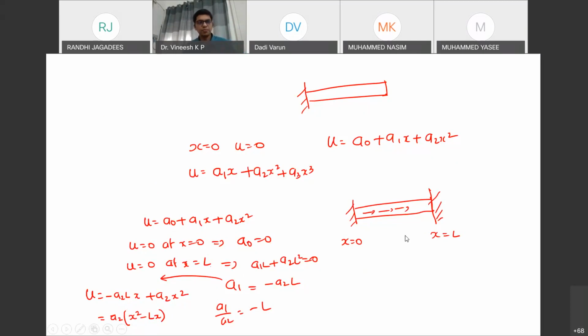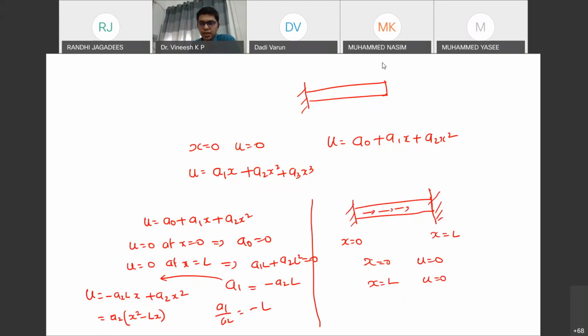So I have to select a polynomial. This is one method. While looking at the problem, you understand that at x equal to 0, my u has to be 0, and at x equal to L, my u has to be 0. So can you propose a polynomial which will be equal to 0 when you put x equal to 0, and which will be equal to 0 when x equal to L?